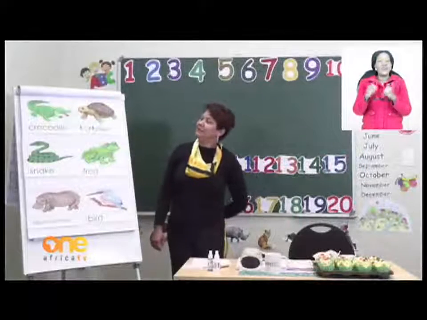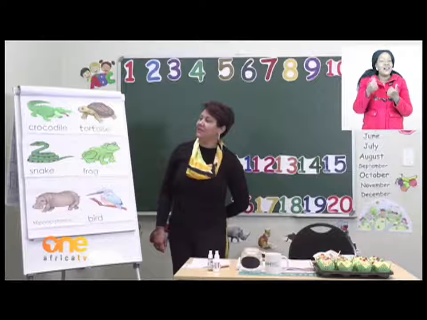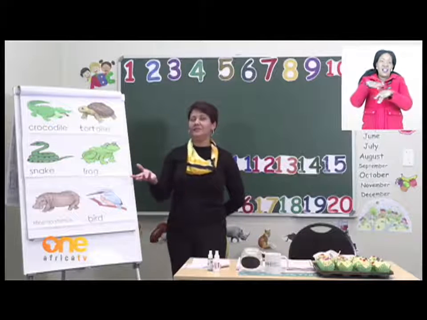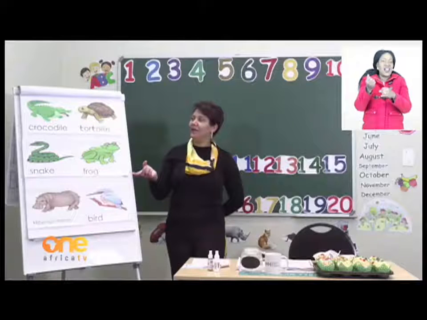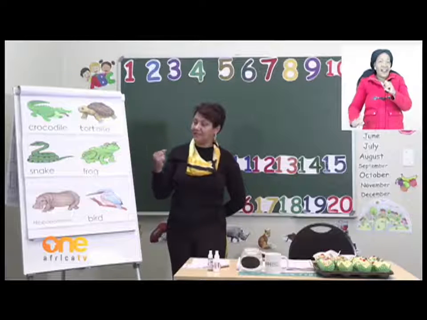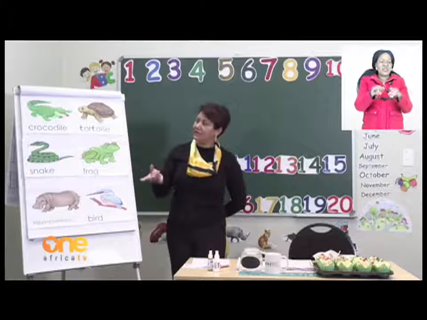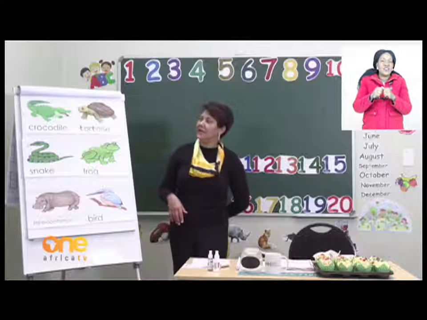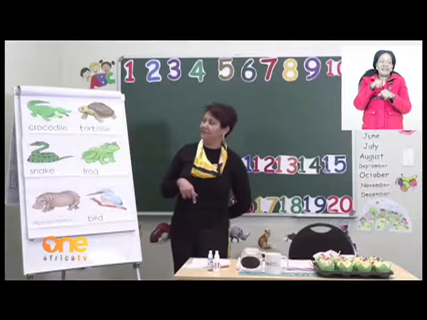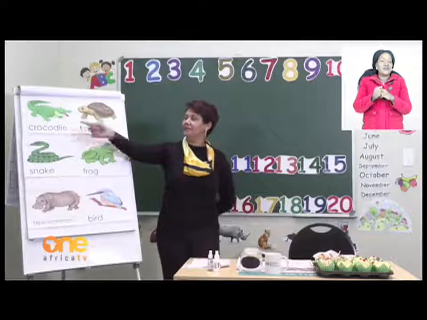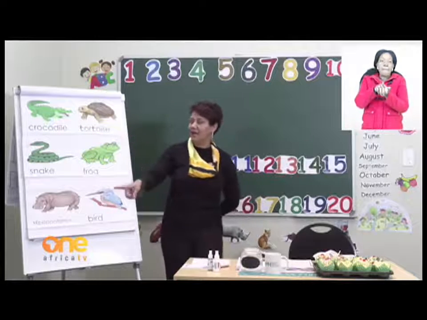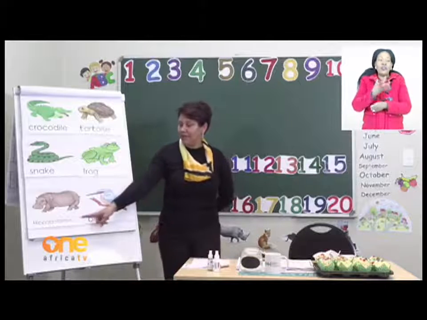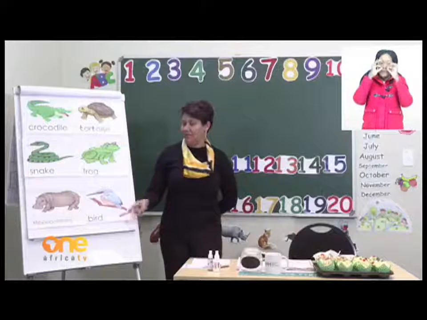Well, friends, you remember earlier I just said that we have different kinds of wildlife. We have our animals that live on the land. We have reptiles that live in the water and on land. And we have mammals and we have birds. Now let's look at the ones that I have here. I have a crocodile, a tortoise, a snake, a frog, a hippopotamus, and a bird.